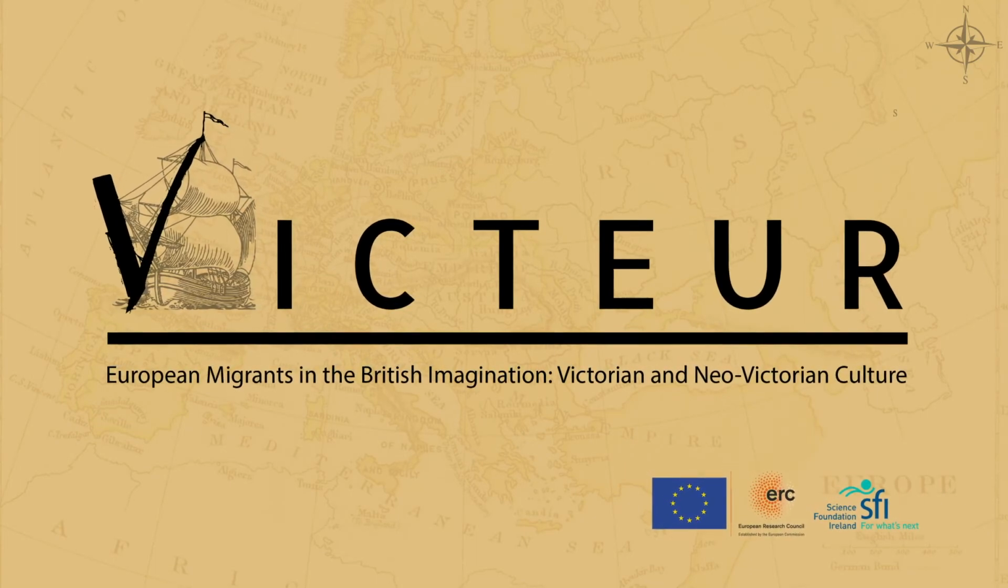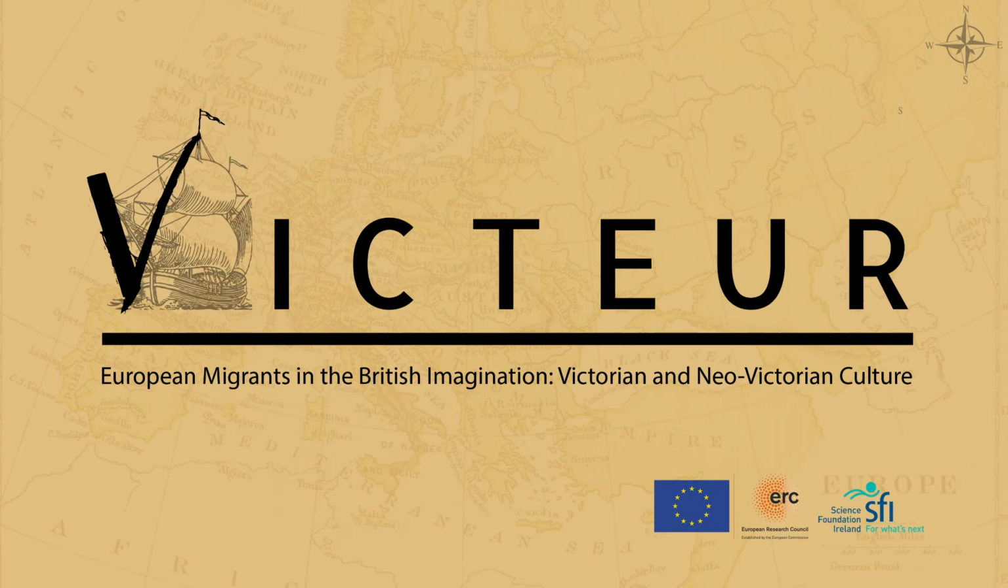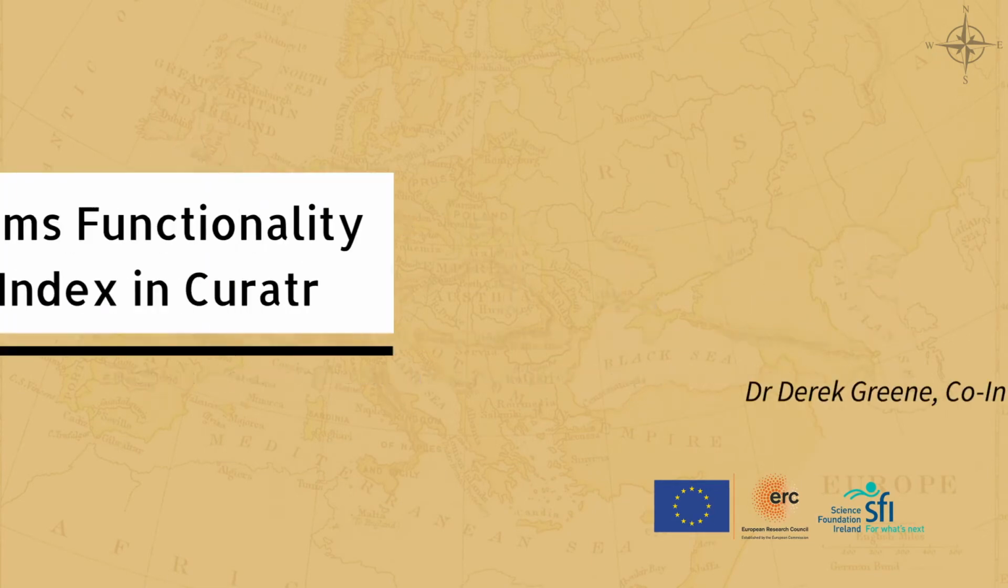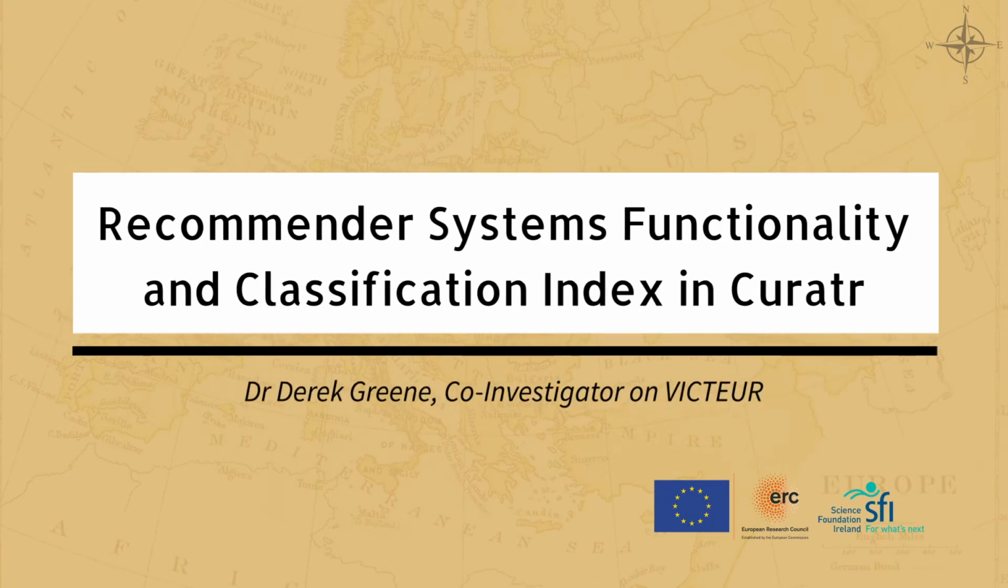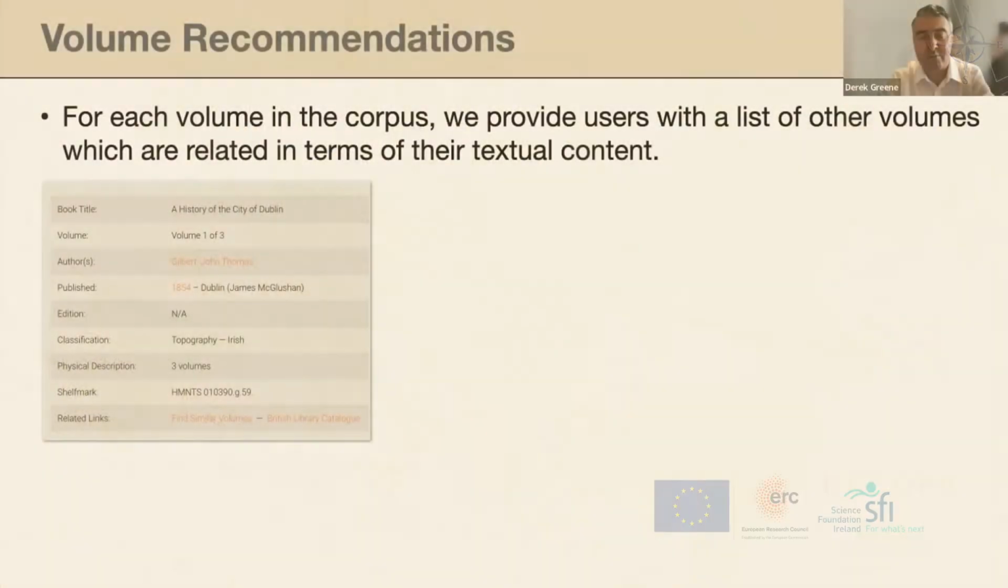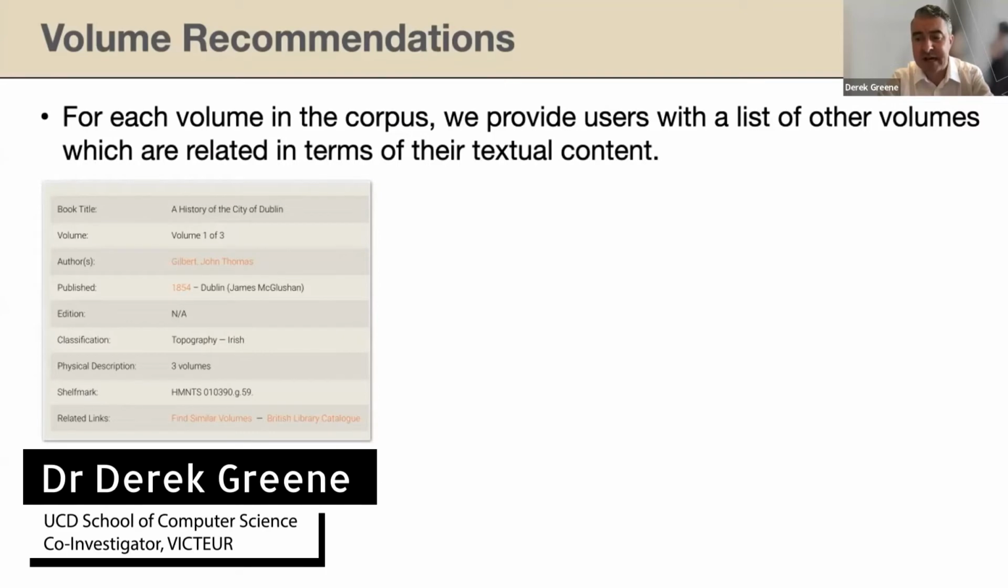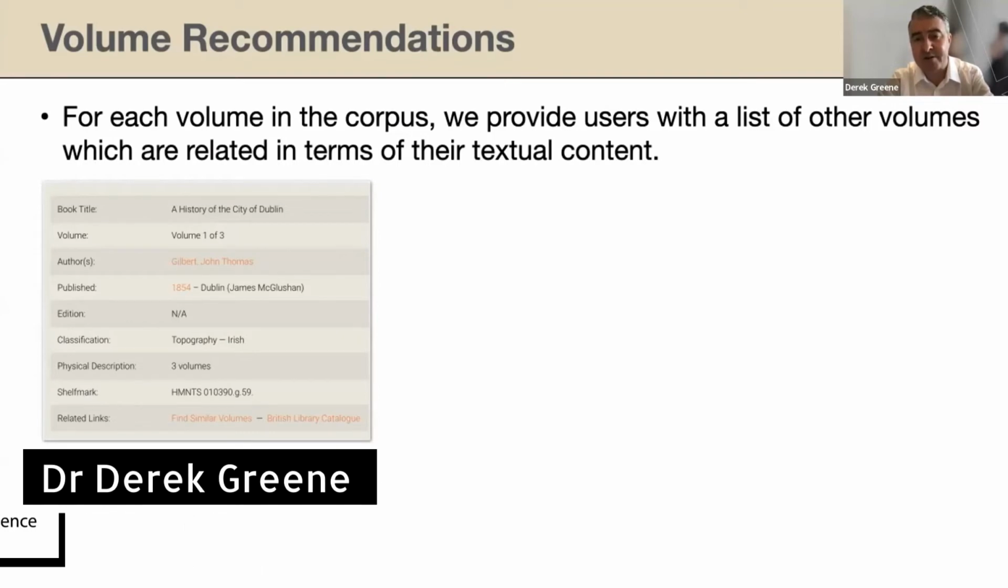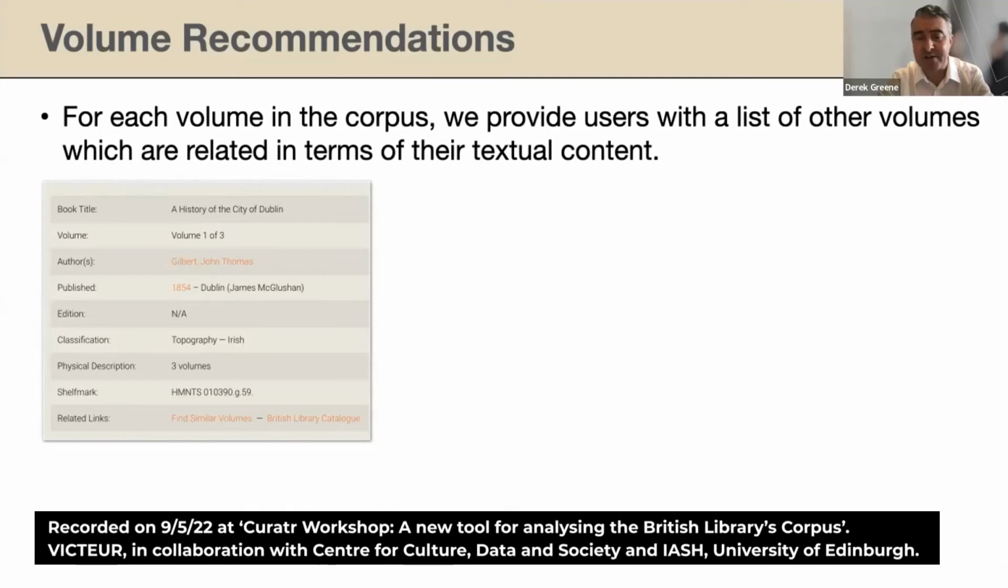We include recommender systems functionality. We're familiar with this idea from the likes of Amazon, recommending similar products. In the case of Curatr, for each volume in the corpus, we provide users with lists of other volumes which are similar in terms of their textual content, so they contain similar words and phrases.